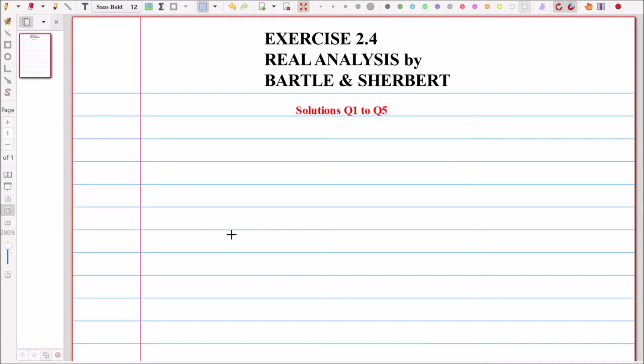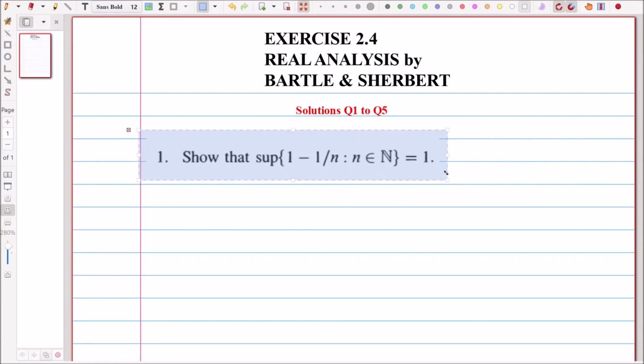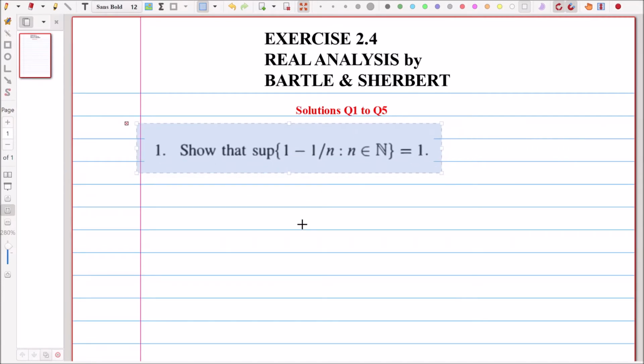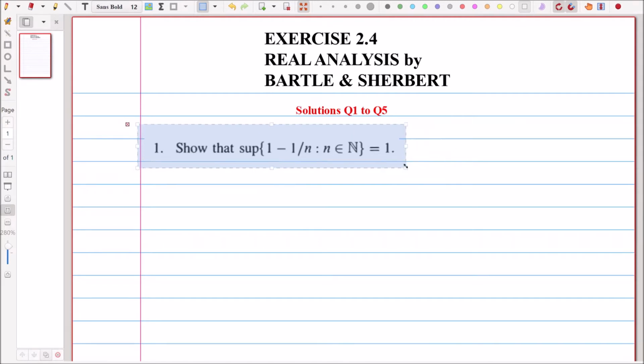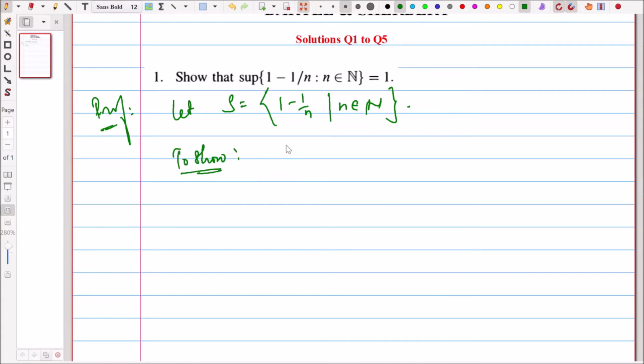So let us take the first question. In the first question we are asked to show that the supremum of the set 1 minus 1 by n, where n is any natural number, is 1. So let us start with the proof. Let us take the set S equal to 1 minus 1 by n, n belonging to N. We need to show that the supremum of S is equal to 1.